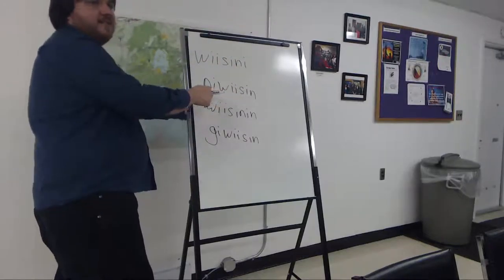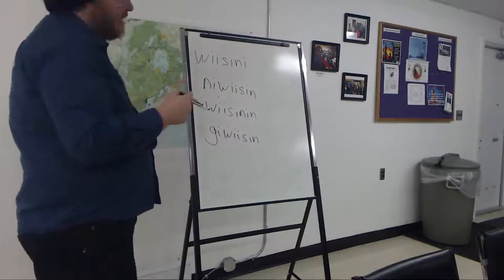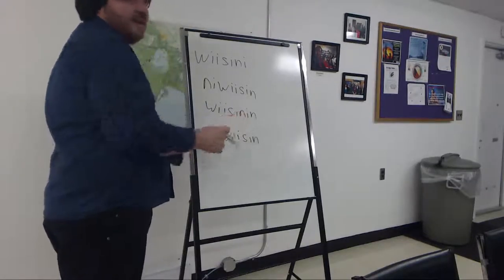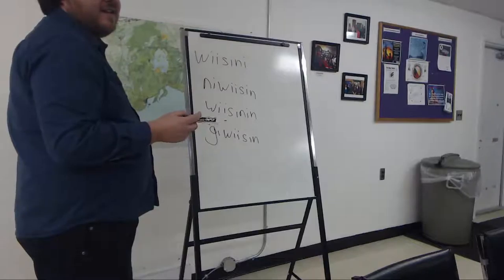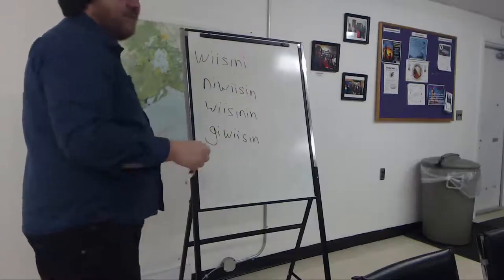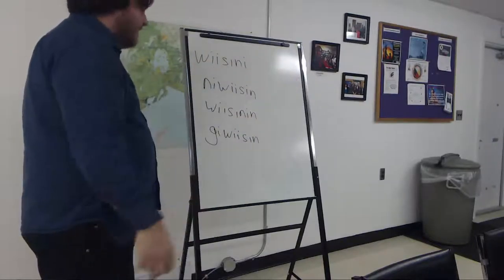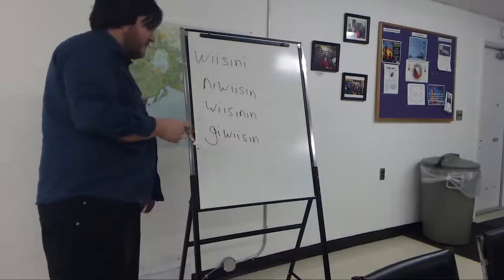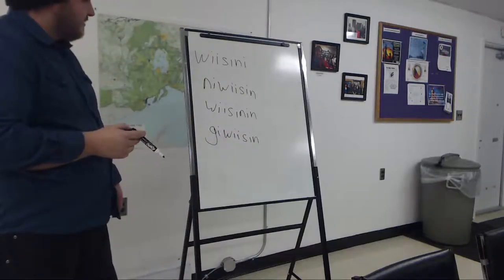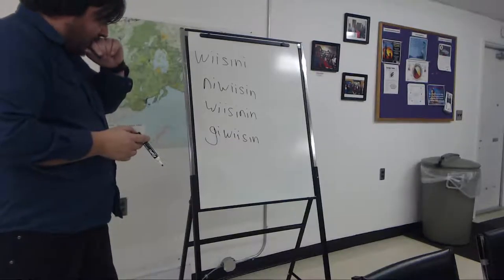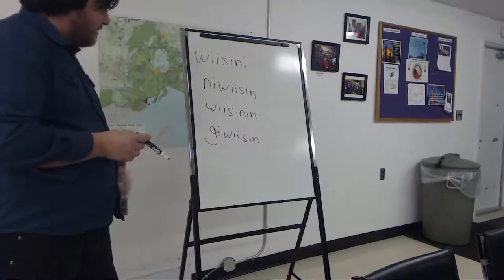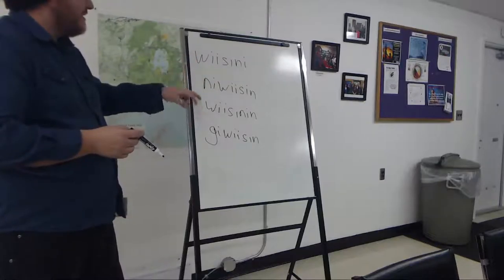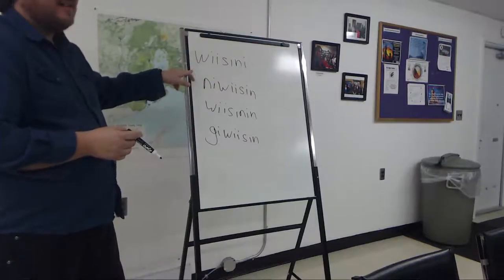So the first one up here is he's eating, she's eating. And the third person's eating this one. So then it's Wiisini. I'm eating, Niwiisin. I'm eating. Wiisinin, that's command form telling you to eat. Giwiisin, you're eating, right?